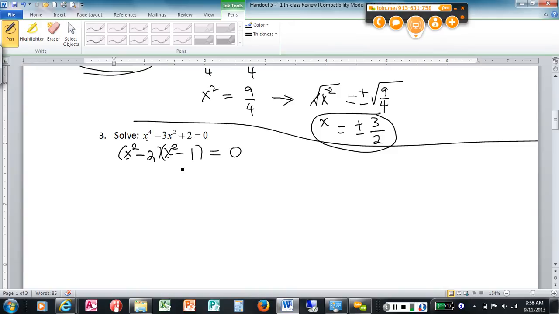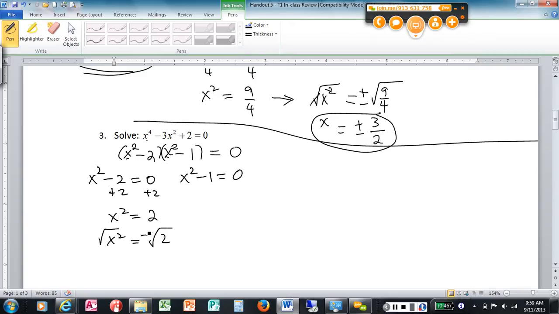All right, so like before, now we set x squared minus 2 equals 0, and x squared minus 1 equals 0. And I'm going to use the square root method once again on both of these. Add 2 on this one, so we get x squared equals 2. Square root both sides. This side could be plus or minus, though, so it's x equals plus or minus the square root of 2.